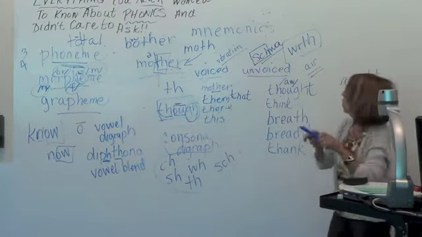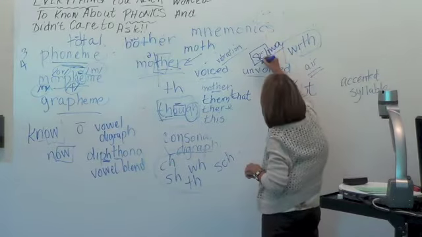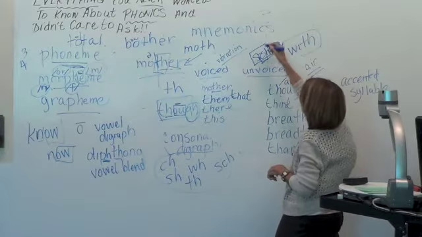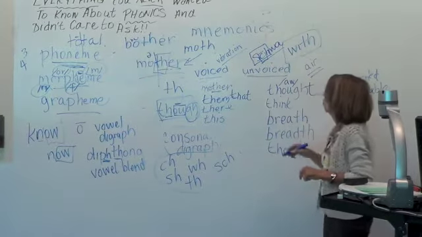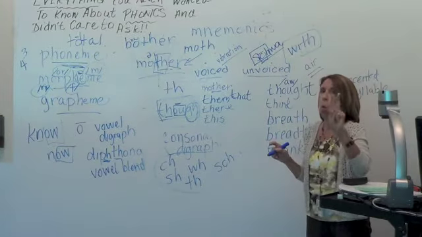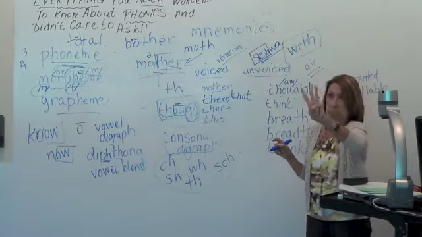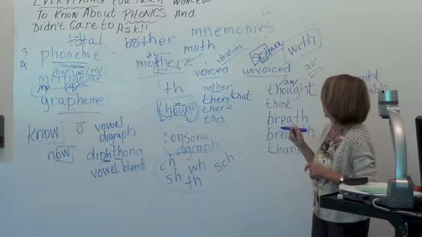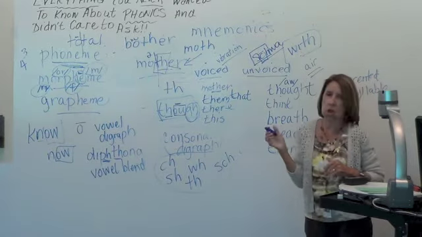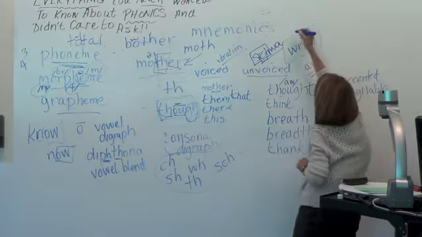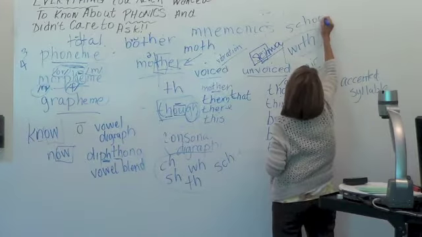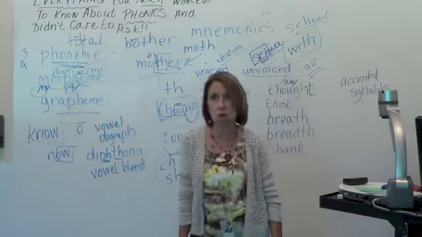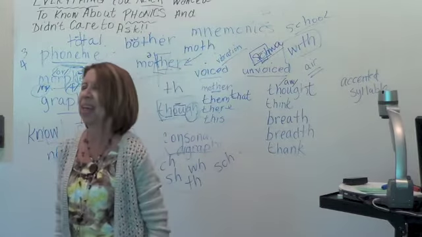So, actually, this C is silent, isn't it? Right. We really just hear SH. So we hear sh, w, ah. Three sounds. So SCH says sh, is that right? What about this? School. SCH can say sh, or SCH can say SK sound.